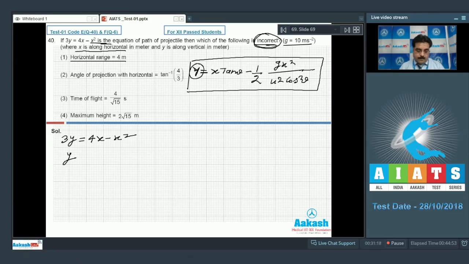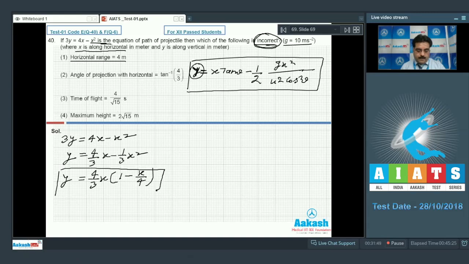So when I compare this equation with the general equation, the coefficient of y is only 1. That's why I will write this equation like that. 3 को transfer करूँगा, 4 by 3x minus 1 by 3 x square. So if I take 4 by 3x as common, we'll get 1 minus x by 4.